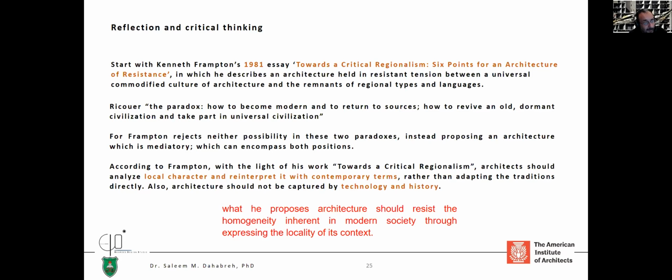With Ricoeur, the paradox: how to become modern and return to the sources, how to revive an old, dormant civilization and take part in universal culture. He was proposing an architecture of the intermediate. How can you be both at the same time? Local character has to be interpreted in contemporary terms. What he proposed was an architecture that should resist the homogeneity inherent in modern society through expressing the locality. And remember, this is the first article talking about criticality.